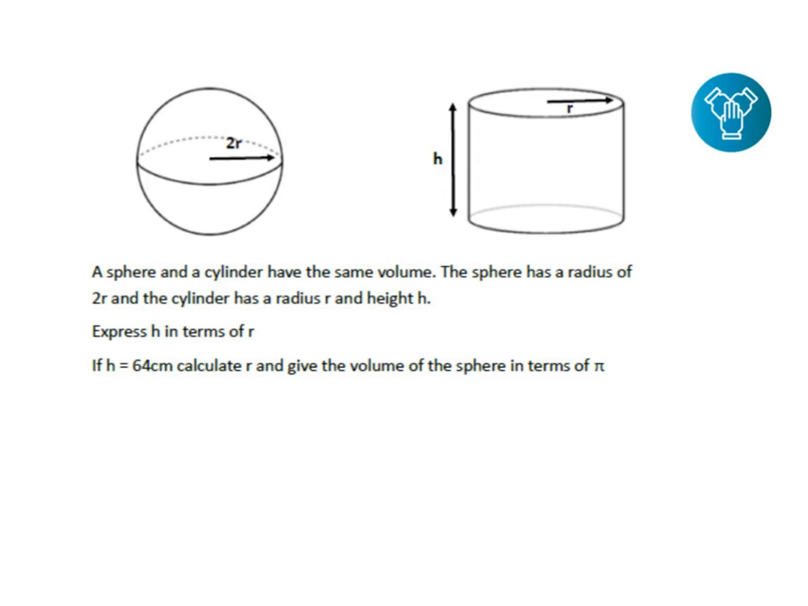So here is a similar question where you've got a cylinder and a sphere again having the same volume. The radius is 2r on the sphere and the radius is just r on the cylinder. So try and set out the two equations like we did a minute ago, and then you're told that h is 64, so try and rearrange that so you get the answer of just r equals. Okay, so pause the video and have a go on your action sheet.